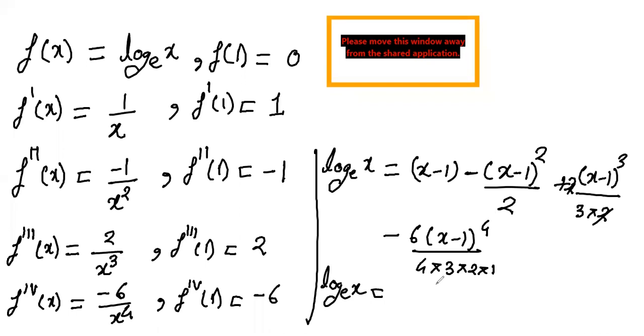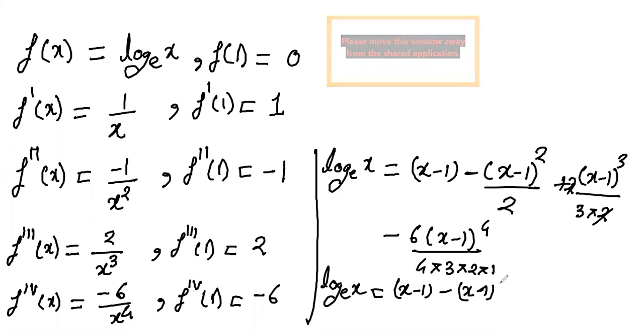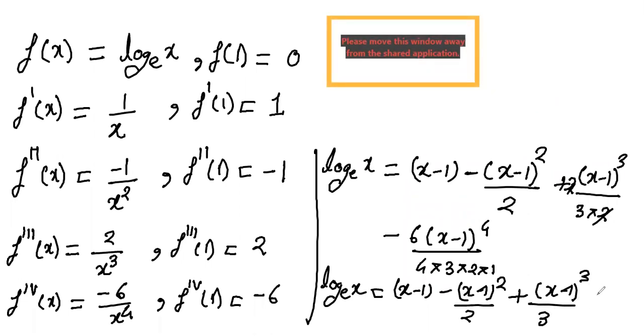So log x around 1, that is around x minus 1, is x minus 1 minus x minus 1 square upon 2 plus x minus 1 cube upon 3, then minus x minus 1 to the power 4 upon 4.